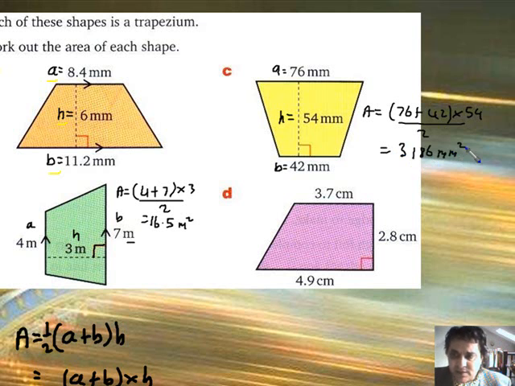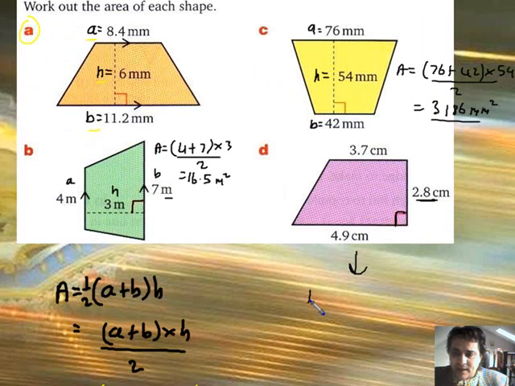3,186 millimeters squared. Not going to argue with that. Right, here, still a trapezium, even though it's at right angles, it just confirms that this 2.8 is the height. Let's just work down here. Right, top bit, there's your A, there's your B, and there's your H.